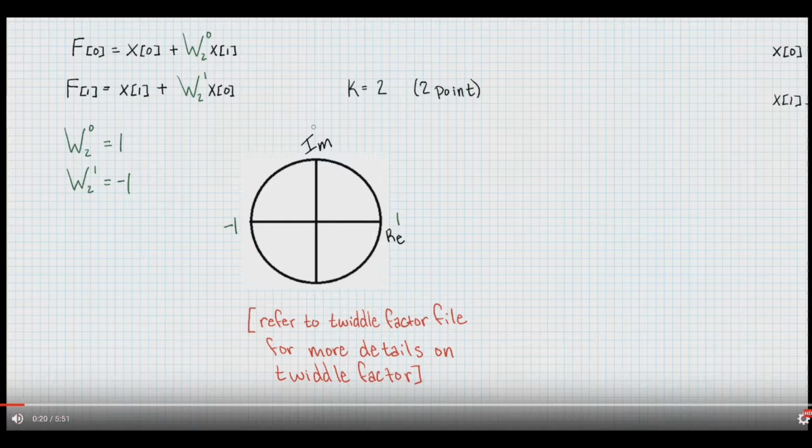So our two values on our unit circle for our 2-point are going to be 1 for our real and -1. So we're only having real components in 2 points.